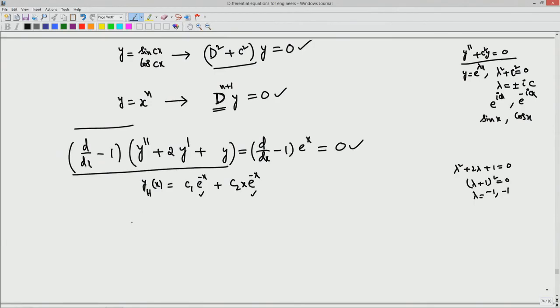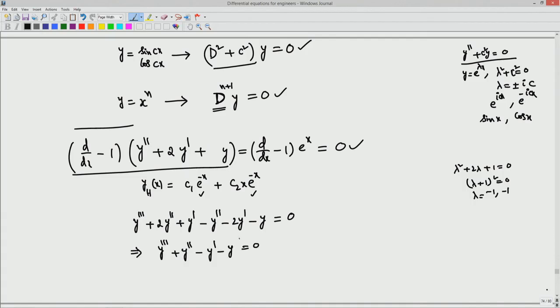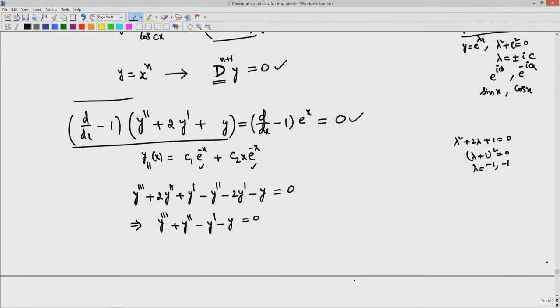So if you do this, y''' + 2y'' + y' − y'' − 2y' − y = 0. So this implies, so what is this one? So this is y''' + y'' − y' − y = 0. Okay. So you don't have to expand like this, because you already have it.